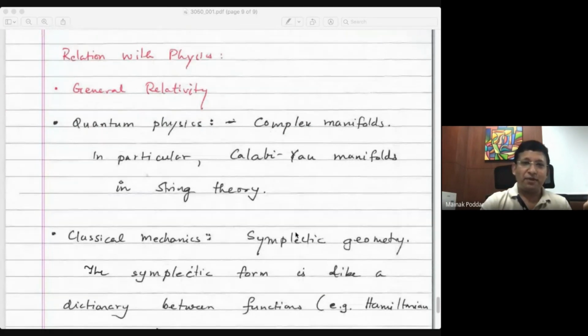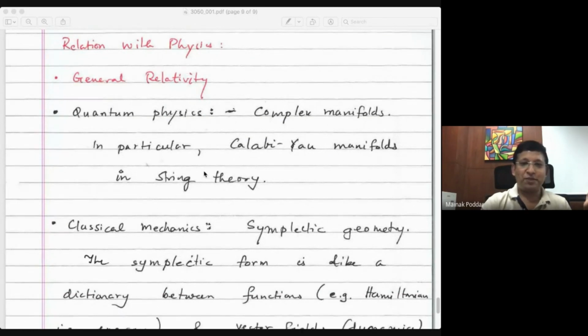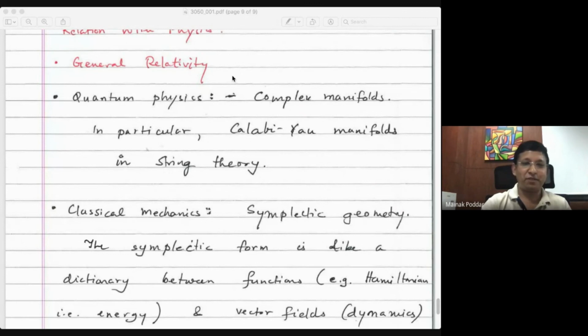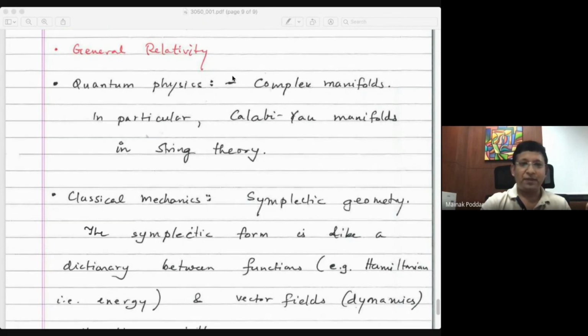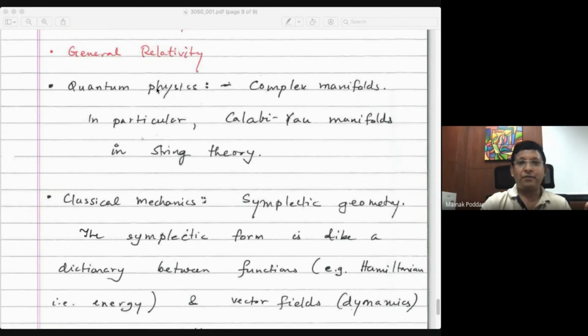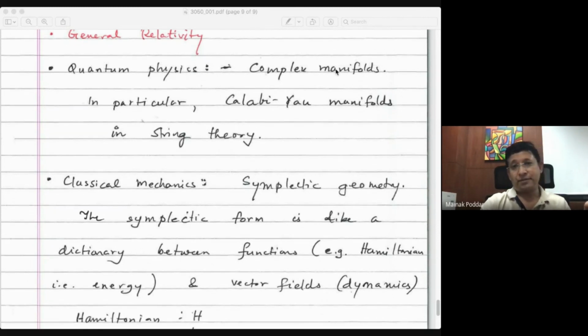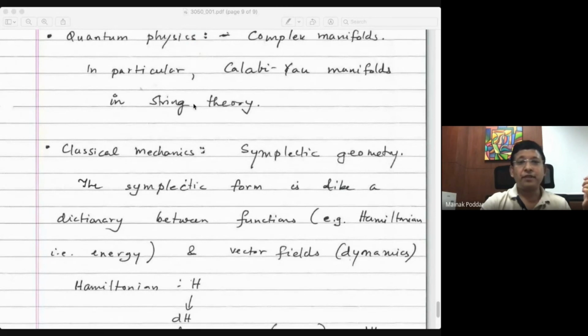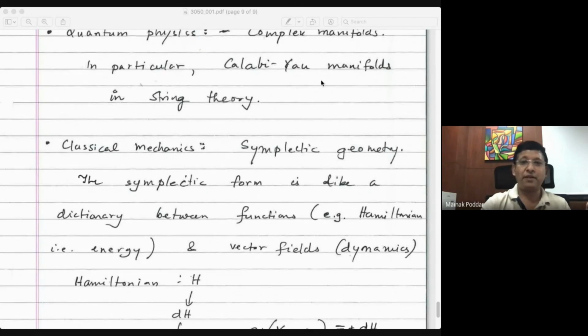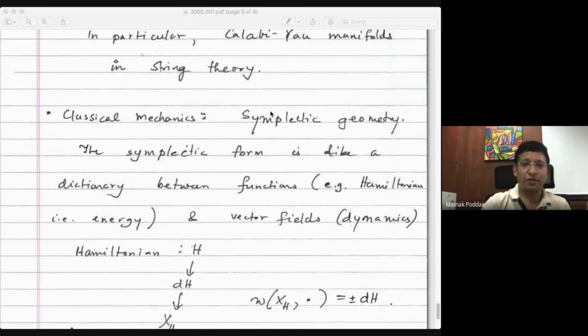And there is some very deep relation with physics. General relativity is formalized in terms of curvature and so on. Quantum physics requires complex amplitudes, and so you will end up with this theory of complex manifolds. It's also a vast area, and particularly in string theory, you need a special type of complex manifolds called Calabi-Yau manifolds that have some strong connection to some important things in differential geometry.